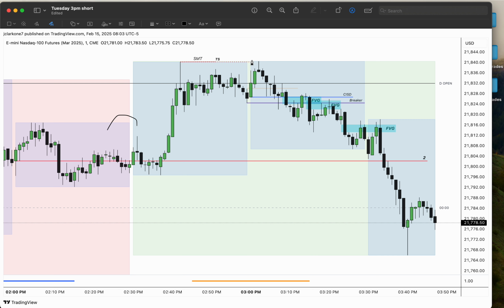We have a turtle soup here. So this one barely takes the high. It barely takes that 30-minute cycle high. And then you get the CSD. So the CSD confirms here with the closure of this candle.